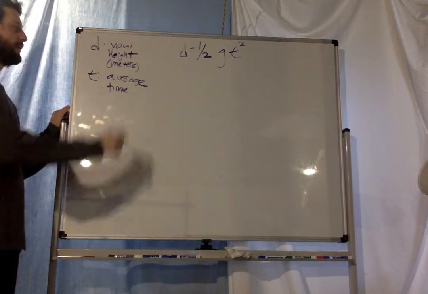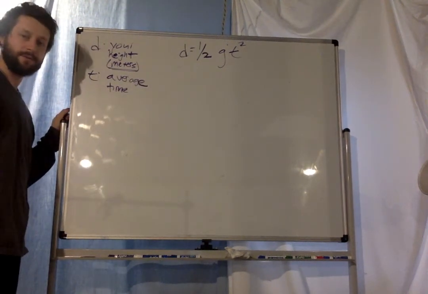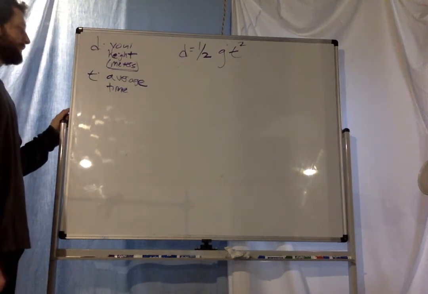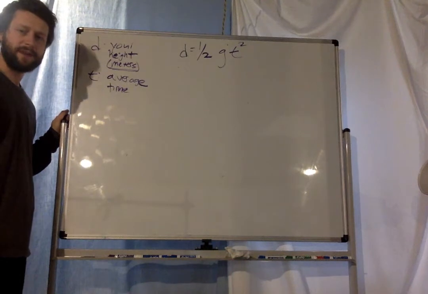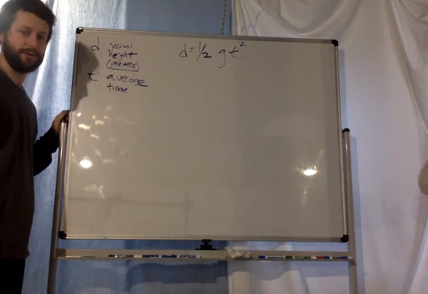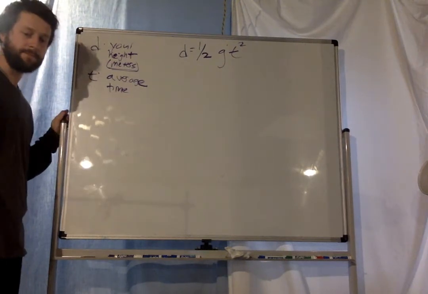And I want you to plug in your height in meters for the distance when you calculate G, okay? The T, well, we measured time 5 times. We did 5 trials, and then we took an average. So I want you to plug in what you got for the average for time.